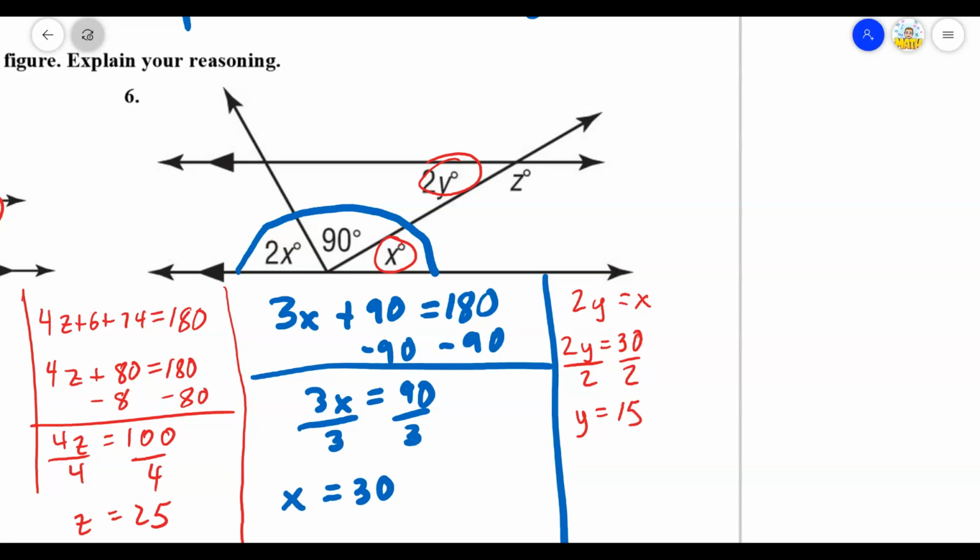Furthermore, we have this straight line again. We know 2y is 30, so if we want to plug 30 in here, and then observe that this 30 lives right alongside the z. So 30 plus z is 180. They're supplementary. So we would subtract 30 from both sides, and z is just 150.